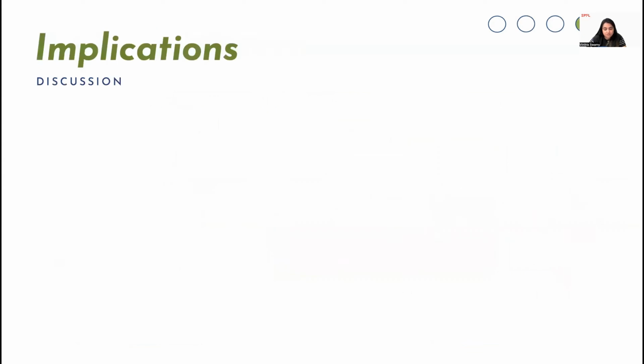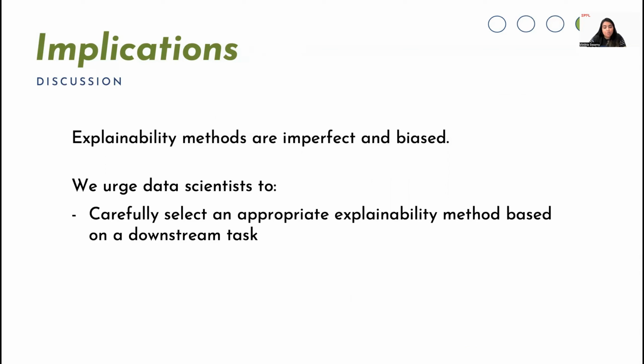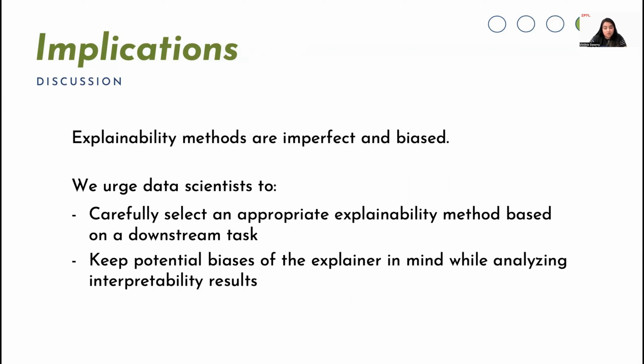So what are the implications of this work? Explainability methods in general are imperfect and biased. We urge data scientists to carefully select their appropriate explainability method based on their downstream task, and to also be aware and acknowledge the potential biases of these explainers while analyzing your results.